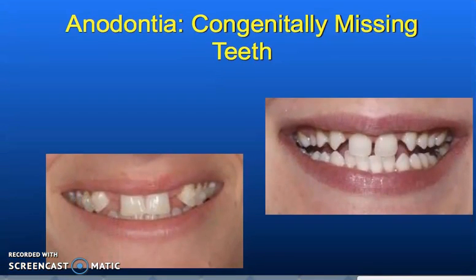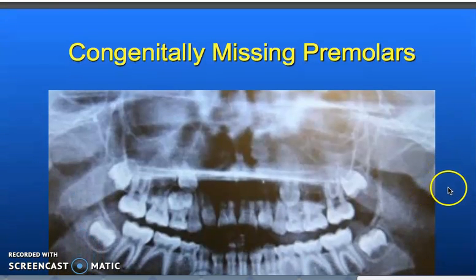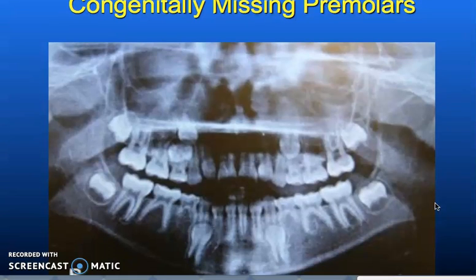Okay, so anodontia, congenitally missing teeth. So here you have the laterals are missing. That's the teeth that generally will be the ones that are congenitally missing. Will be the maxillary laterals, not the mandibular. Okay, so you have congenitally missing premolars here. And obviously we're looking here at a panorex, and this is what the dentist does. They go around, they count primary, then they come back and they count the permanent.